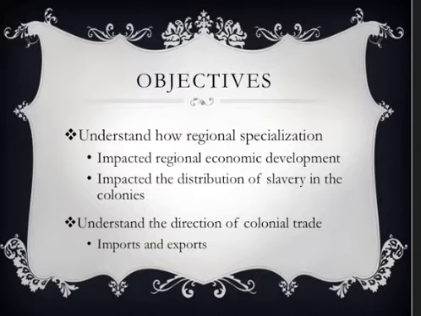But on top of that, what regions were running larger trade deficits or larger trade surpluses than other regions of the colony? So, for example, how did the balance of trade fare between New England and Great Britain compared to the lower South and Great Britain? So make sure that you're aware of these things. Number one, these are the things that we're going to take a look at. Regional specialization, how it impacted colonial development, how it impacted distribution of slaves, and then we want to understand the direction of colonial trade, imports and exports, but we want to also take a look at trade balances with the colonies.